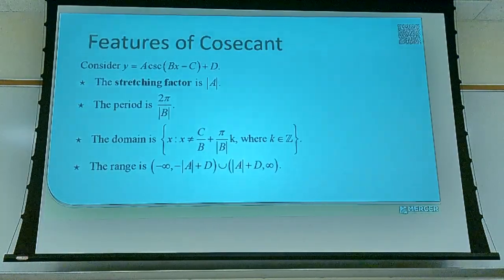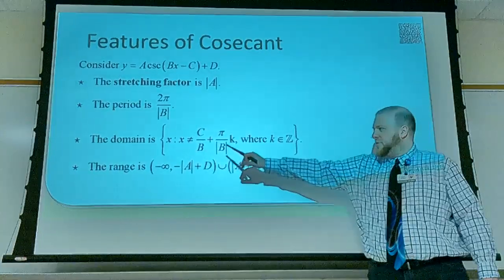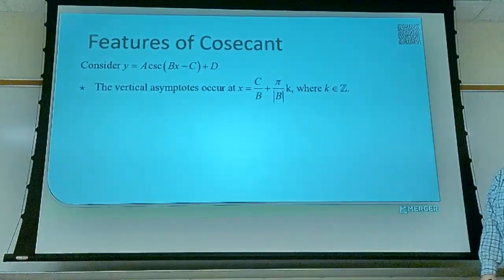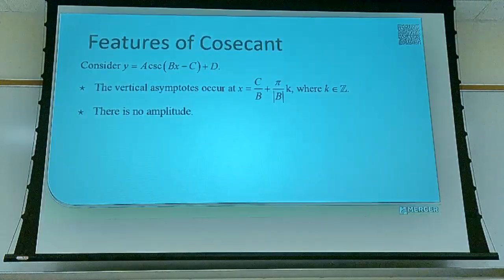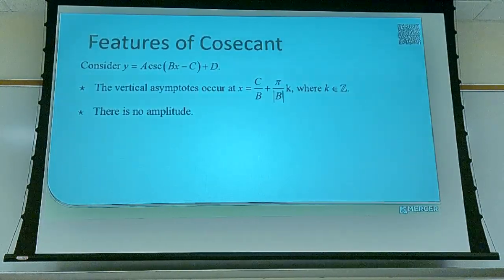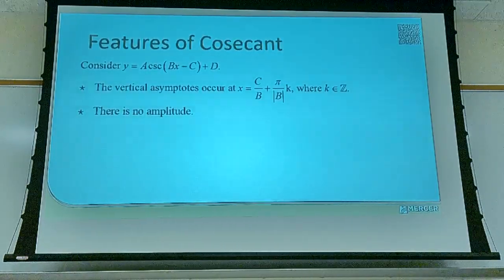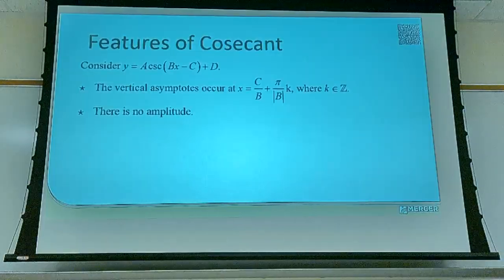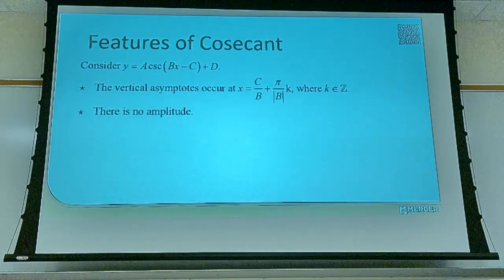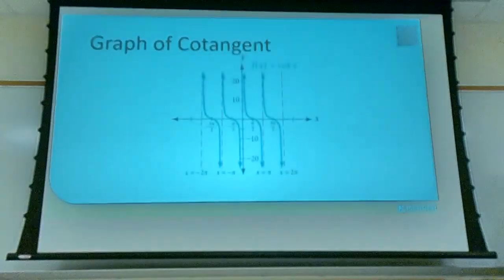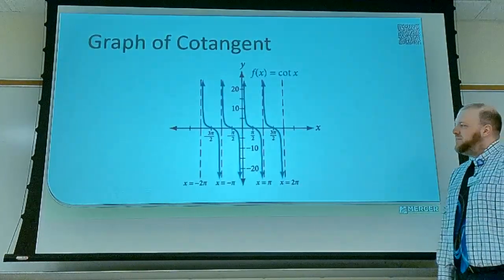Has an infinite number of vertical asymptotes at each of the exclusion points of the domain. And no amplitude. And here's cotangent.